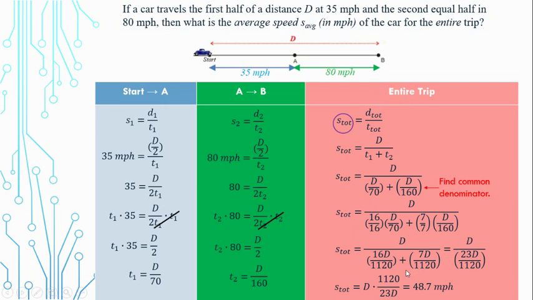So here I have D, I carry that D down. Instead of 1,120 in the bottom, you flip it to the top, which implies that the 23D goes on the bottom, and the D cancels out. You have a D in the numerator and a D in the denominator, so you just have 1,120 divided by 23, and that should give you a value of about 48.7.